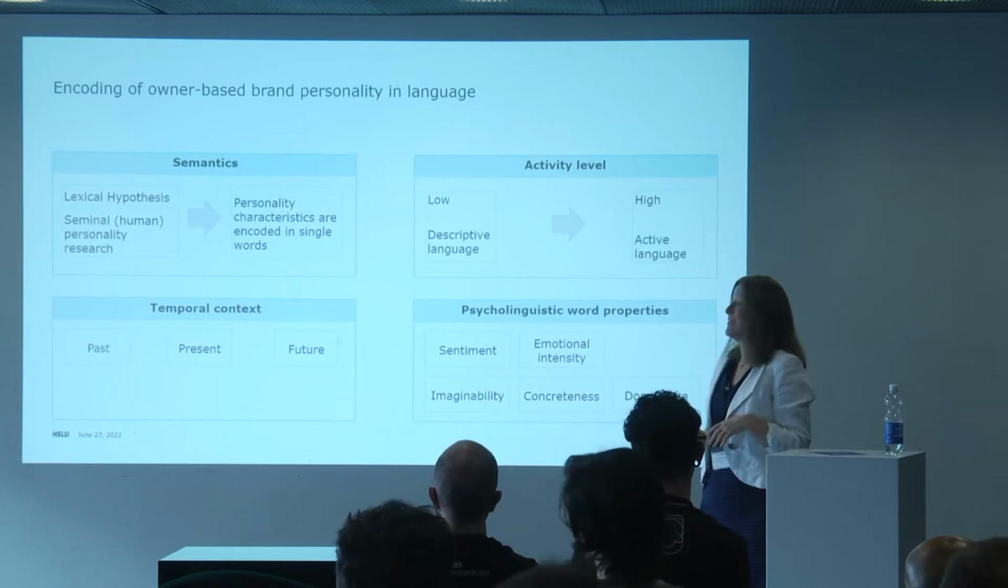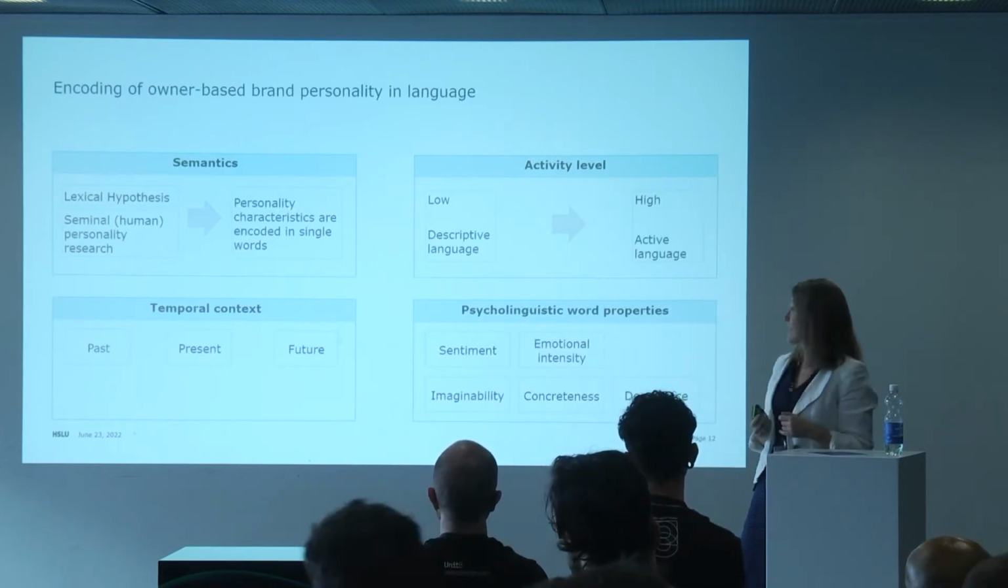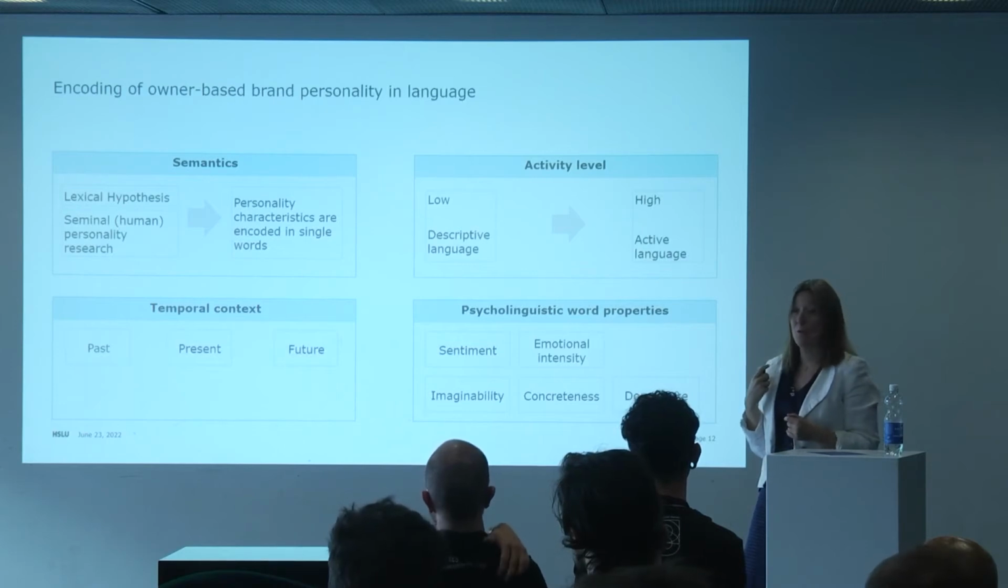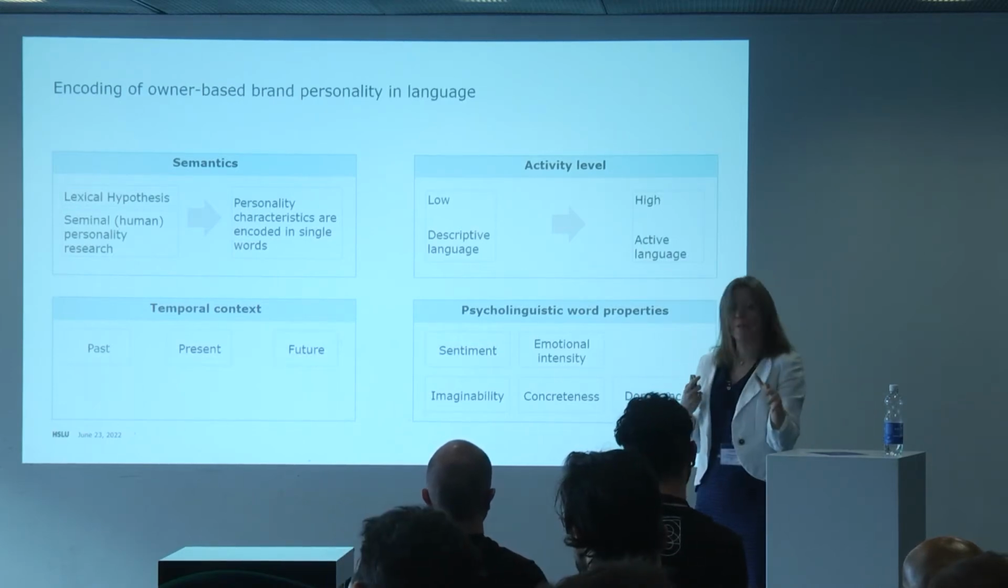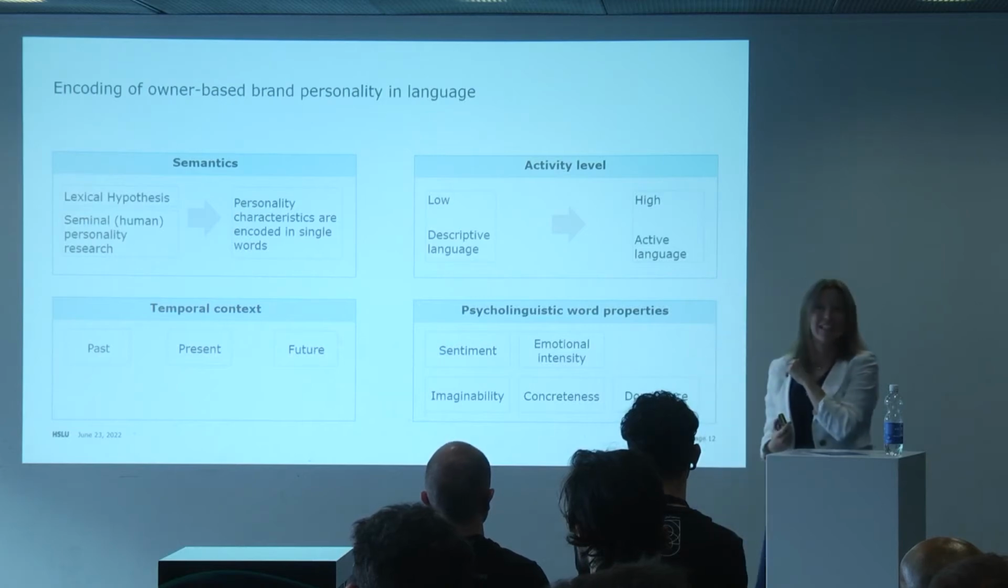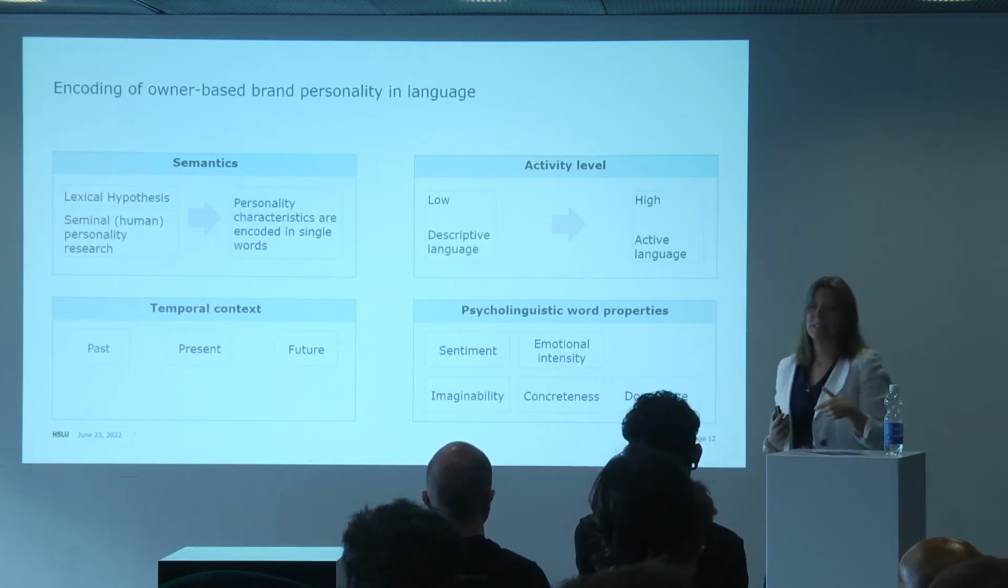Lastly, the fourth aspect that explains or differentiates different personality types is psycholinguistic word properties. Sentiment, I'm not going to explain, because you already know. Emotional intensity is how intensely you experience the positive or negative sentiment.